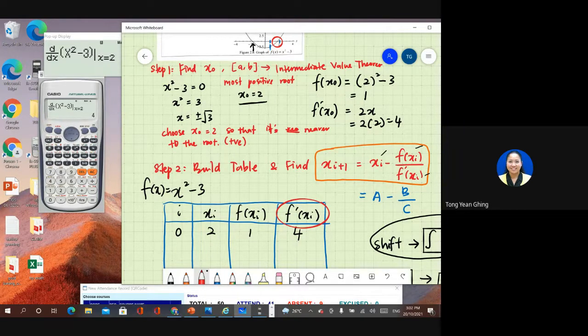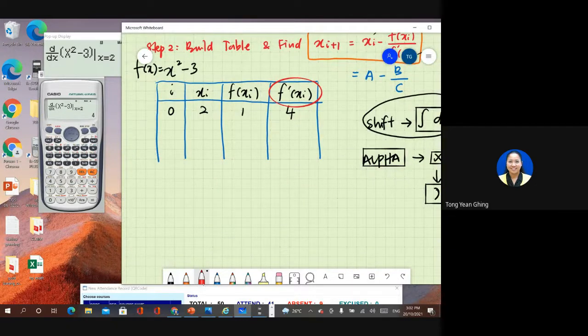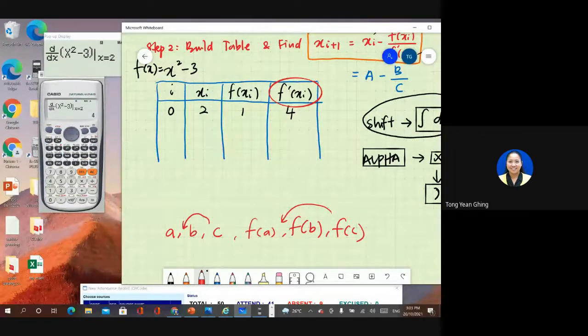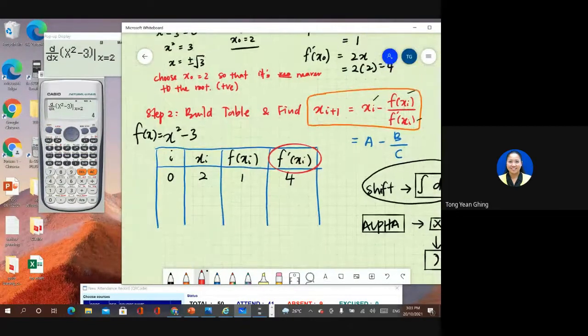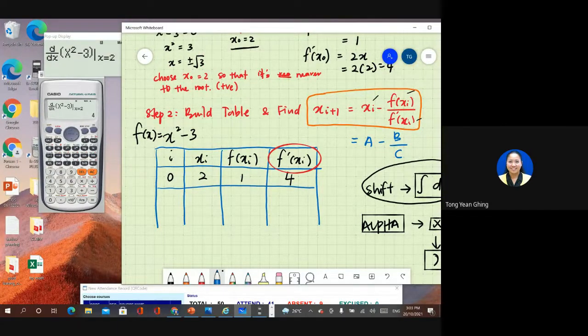Bisection, if let's say the bisection, we need A, we need B, and then we need C, right? And then we need FA, FB, FC, right? Yang C tu duduk tengah lah ni. Kan? Tapi yang ni tak. We only need X, Fx, F prime X. Okay? Boleh? Now, I want to find the next X.